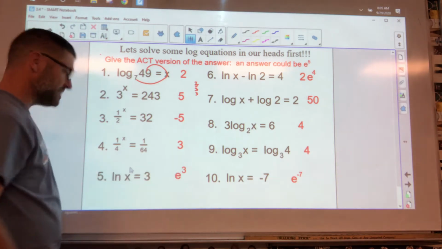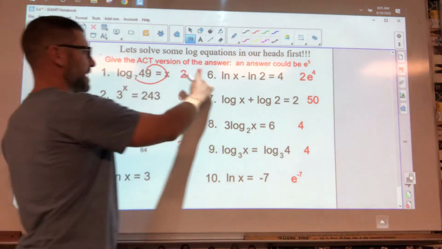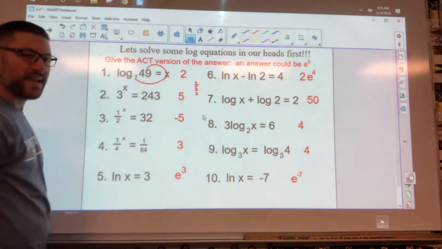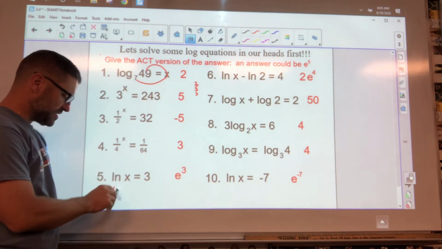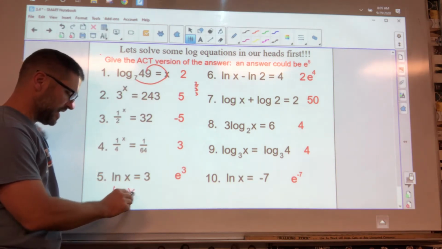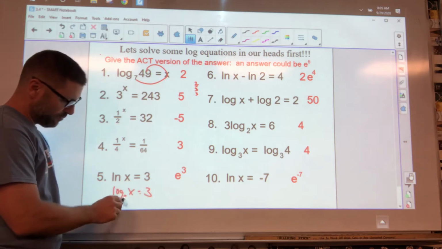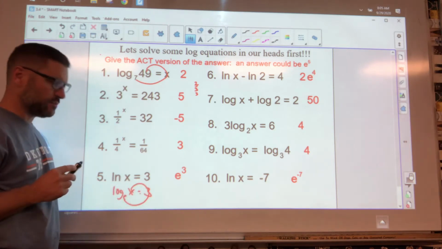e to the third is your answer. I did write a note at the top. We're going to give the exact version of each one of these answers. The way I would have done this is I would have changed ln to log base e of x equals 3, and I would have pigtailed it. e to the third equals x.